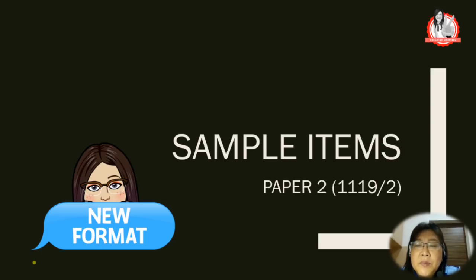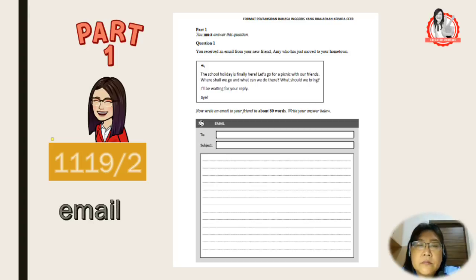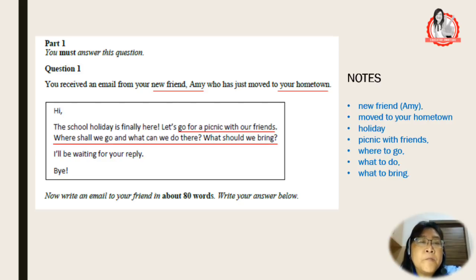Now let's look at the sample items. Part 1. So it is an email. So this is a question. And then let's look at the question properly. Part 1, you must answer this question. Question 1, you received an email from your new friend Amy, who has just moved to your hometown. Hi, the school holiday is finally here. Let's go for a picnic with our friends. Where shall we go and what can we do there? What should we bring? I'll be waiting for your reply. Bye. Now, write an email to your friend in about 80 words.